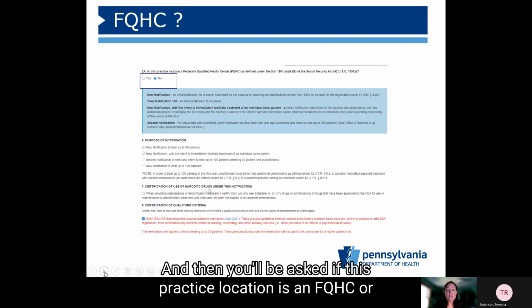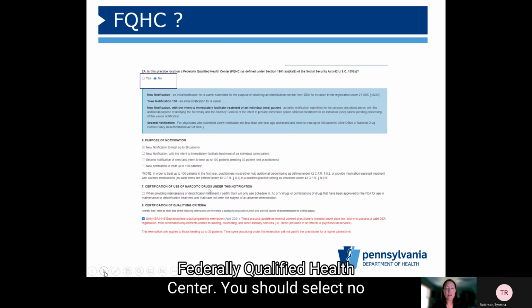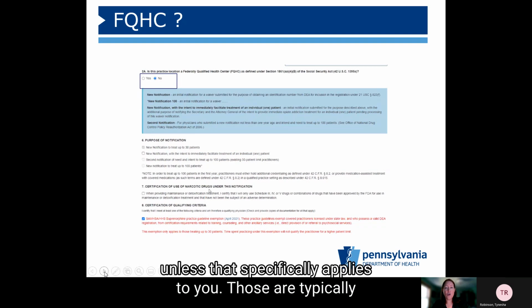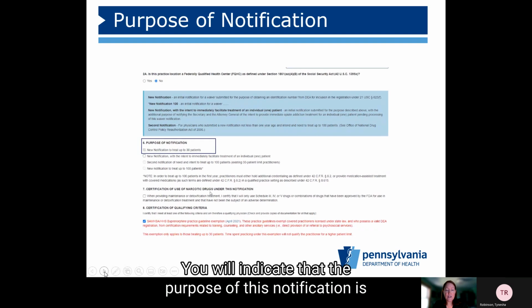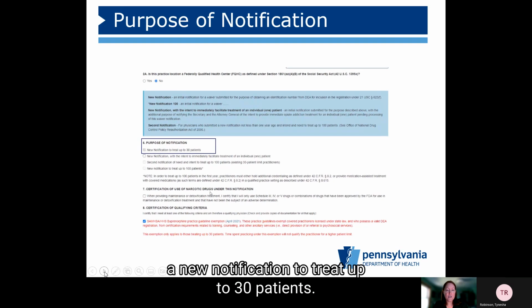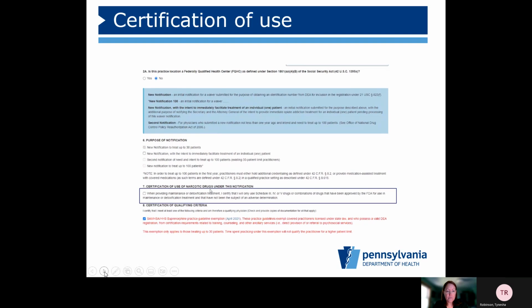And then you will be asked if this practice location is an FQHC, or federally qualified health center. You should select no, unless that specifically applies to you. Those are typically outpatient clinics. You will indicate that the purpose of this notification is a new notification to treat up to 30 patients.